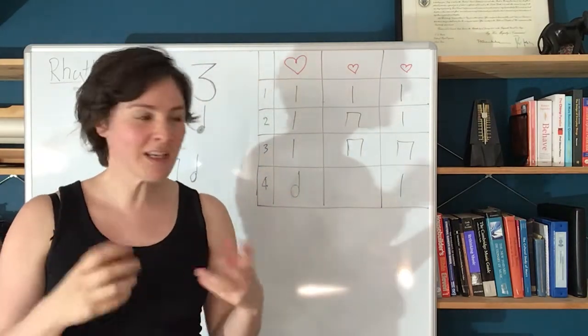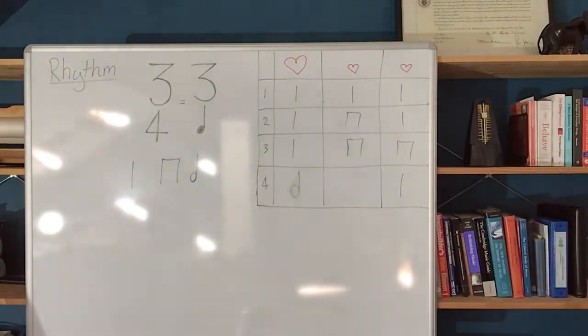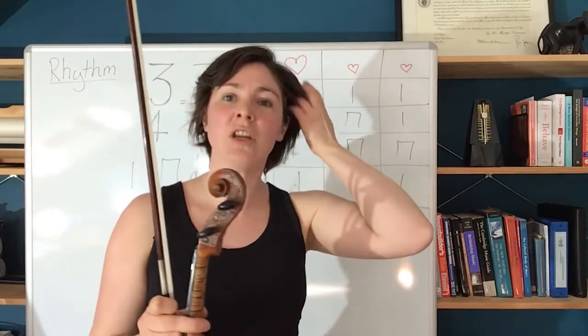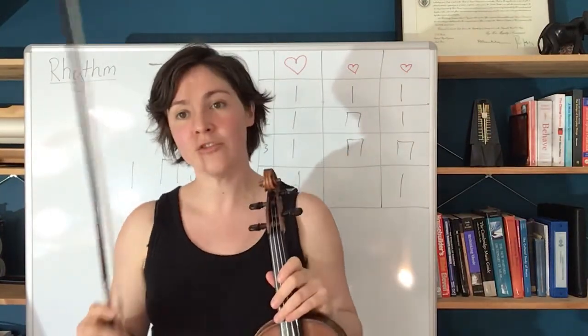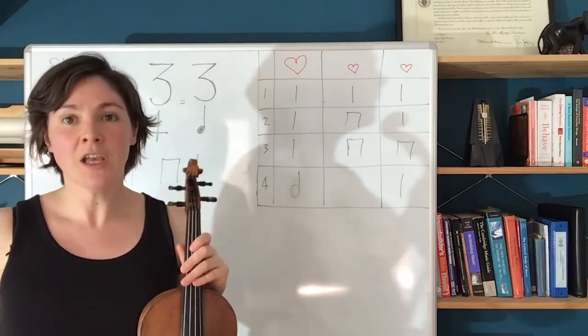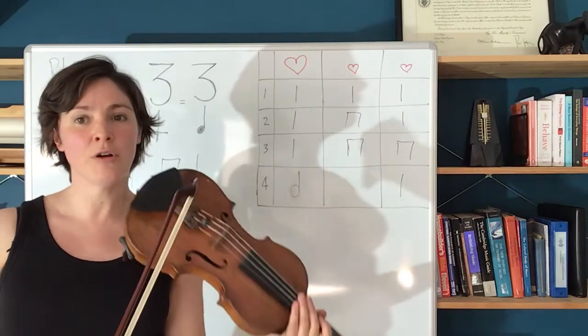Right, so we've done it clapping. That should be the easy bit. Now we're going to put it onto our instruments. So I know I'm doing this on the violin, but the same bow division ideas apply with cellos as well, and violas.